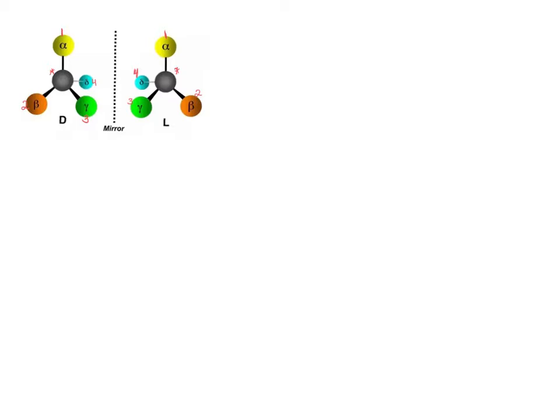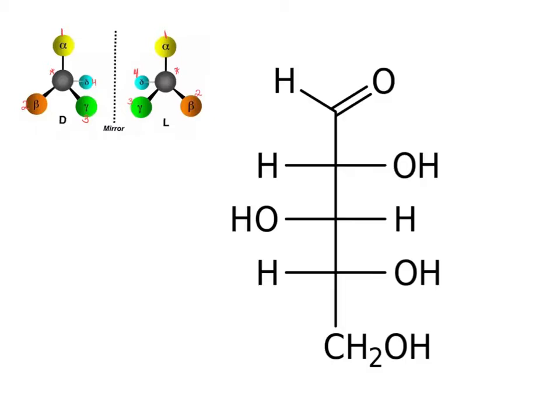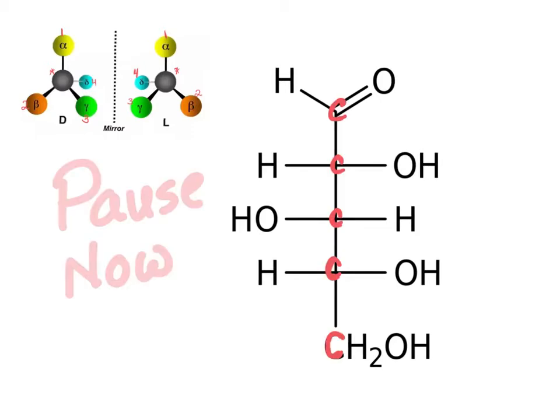Now let's apply that to our straight chain monosaccharide. Let's do a 5-carbon one, and we're going to make this an aldose. So an aldopentose. And the challenge I have for you is to find out how many asymmetric carbons there are. So go ahead and pause the video while you count them.